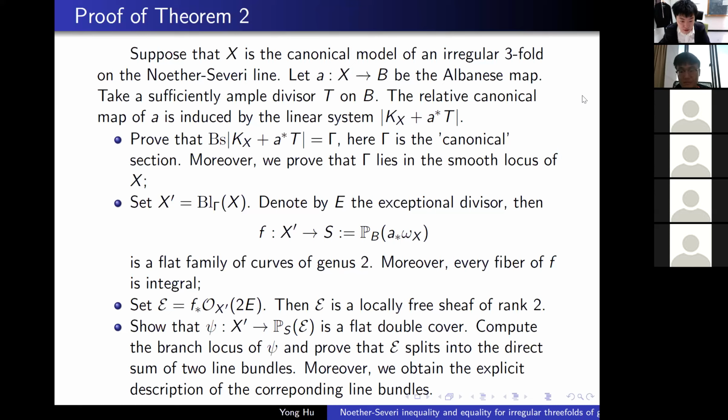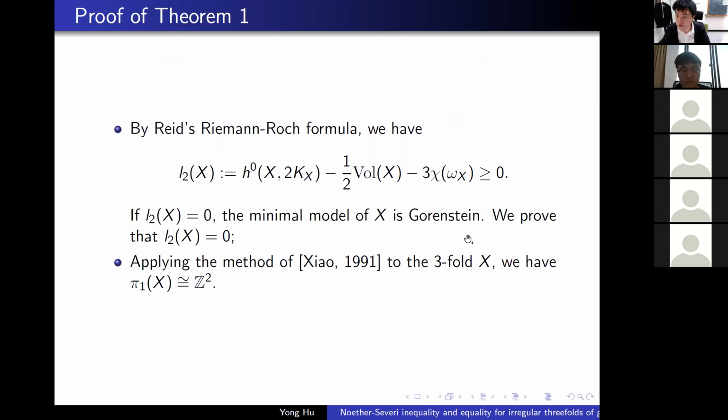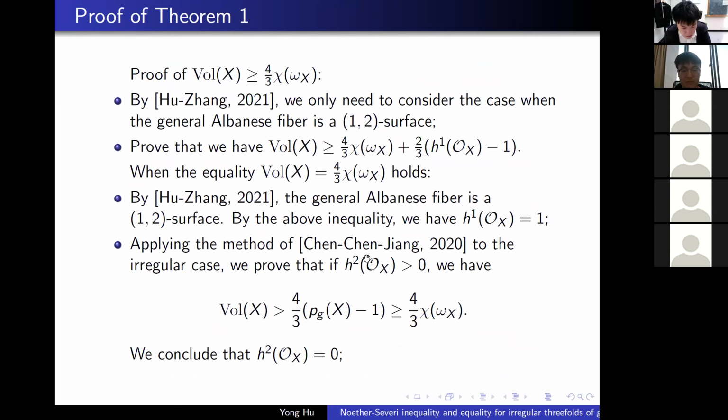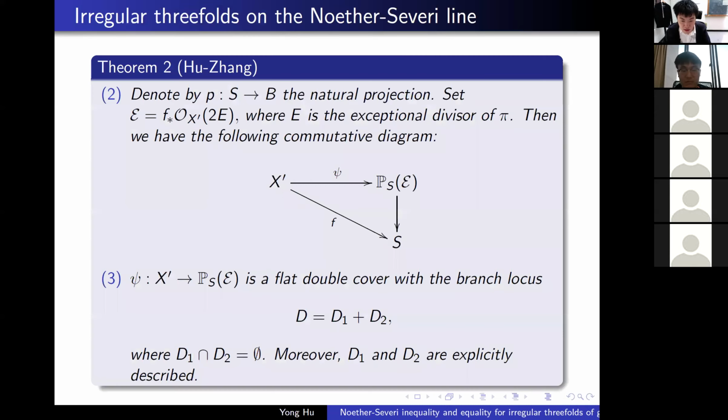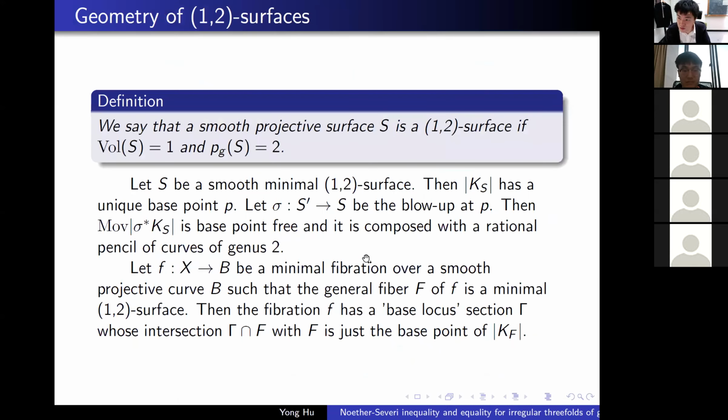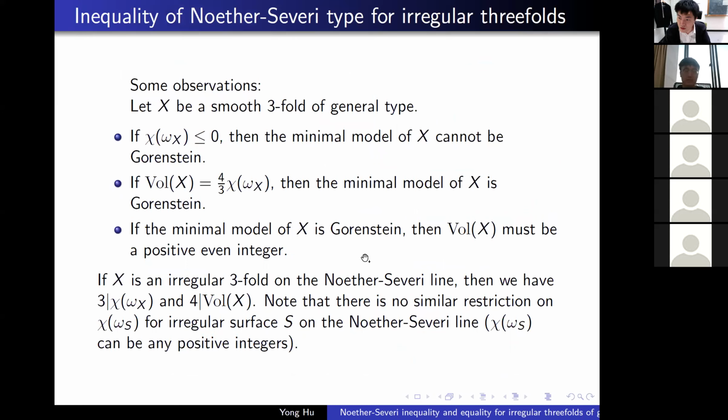Okay, I have several questions. First, you say that you apply Shao-Gang's result to show that the fundamental group is the same as the fundamental group of the elliptic curve, right? Yes. And does it mean that the Albanese map and the Abernathy map are isomorphic on pi1? You prove this? Yes, this is isomorphic. Okay.